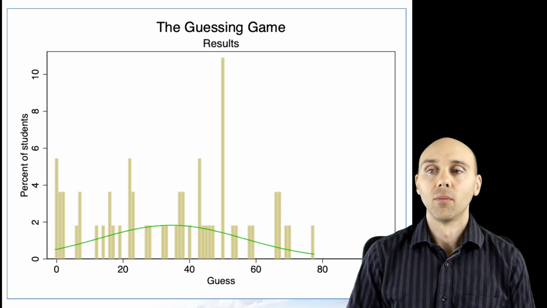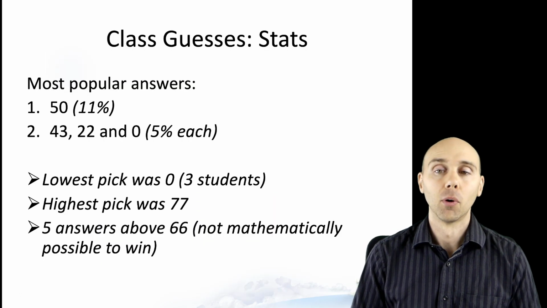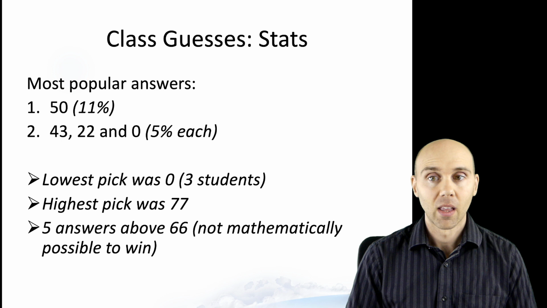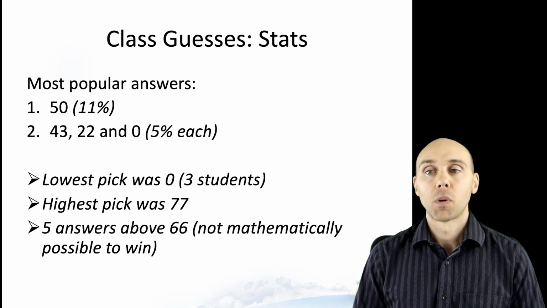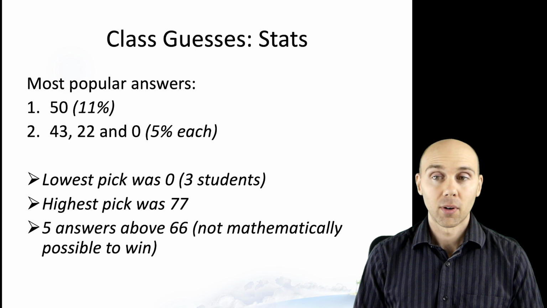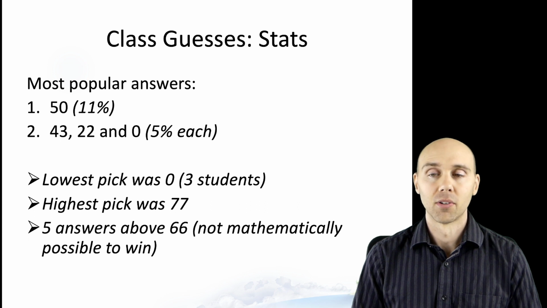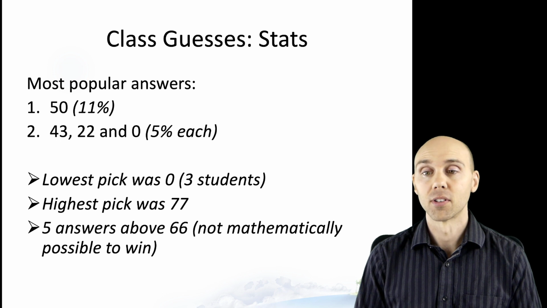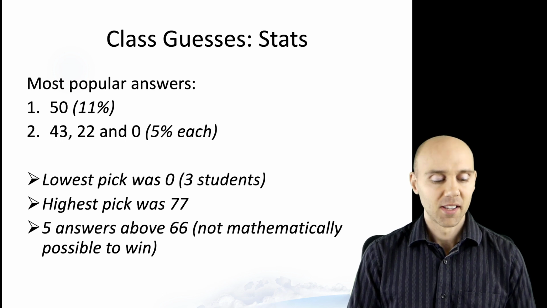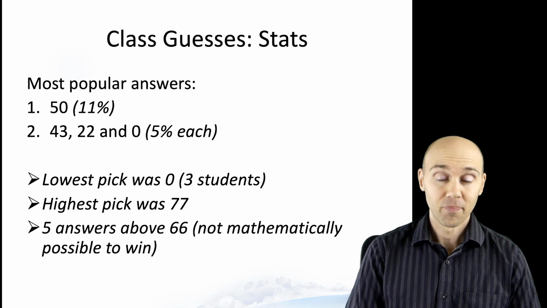So we see one big spike in the middle there, and that's the most popular answer put forward, which was 50. 11% of students chose 50. The most popular answers after that were 43, 22, and 0, interestingly enough. 5% of students chose each of these. The lowest pick was 0, which 3 students chose. The highest pick was 77, and in fact 5 answers were above 66.